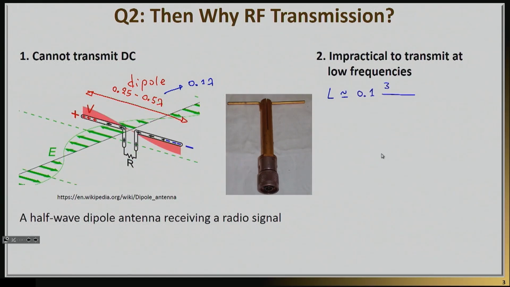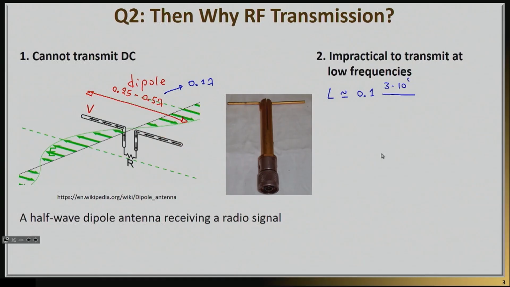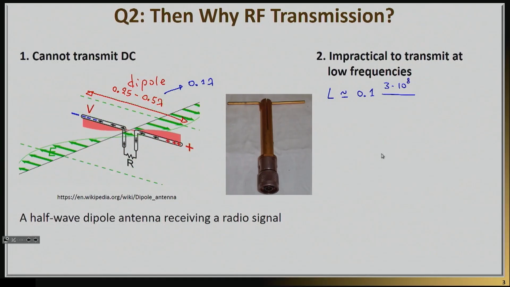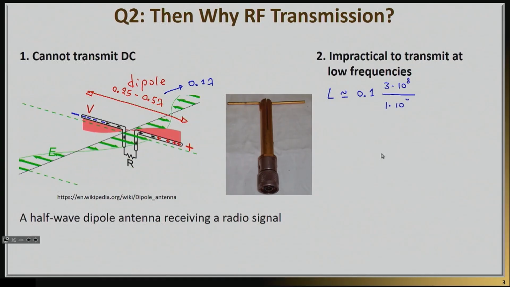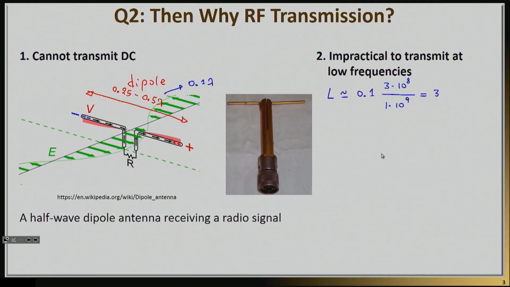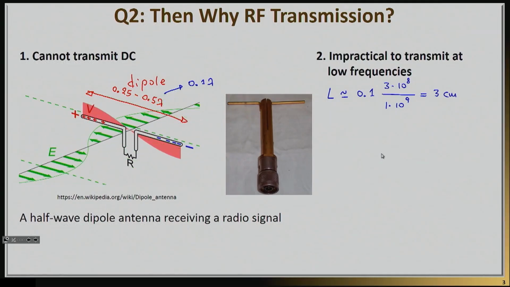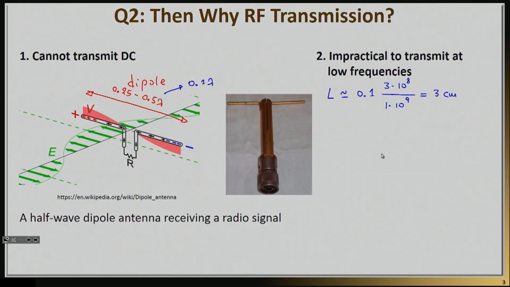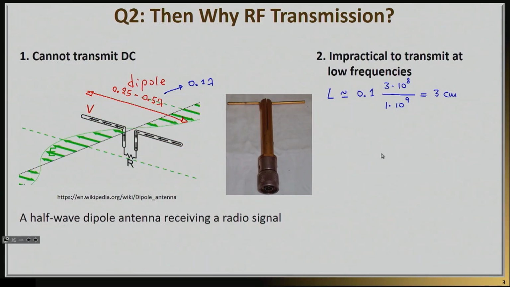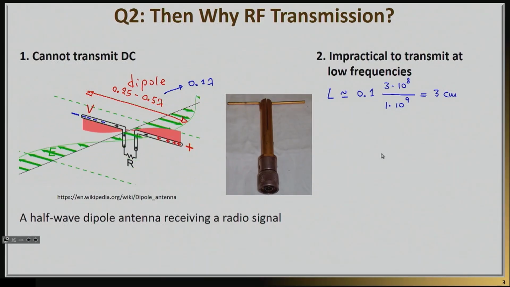And so the wavelength at 1 gigahertz would be the speed of light in free space divided by the frequency. So you'll find out that this is basically about 3 centimeters. So a 3 centimeter antenna, you know, it's not that big of a deal. We can all kind of visualize how we may be able to fit that into an actual system.